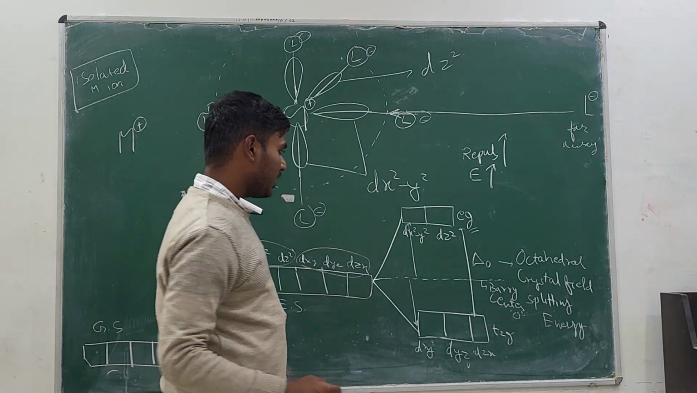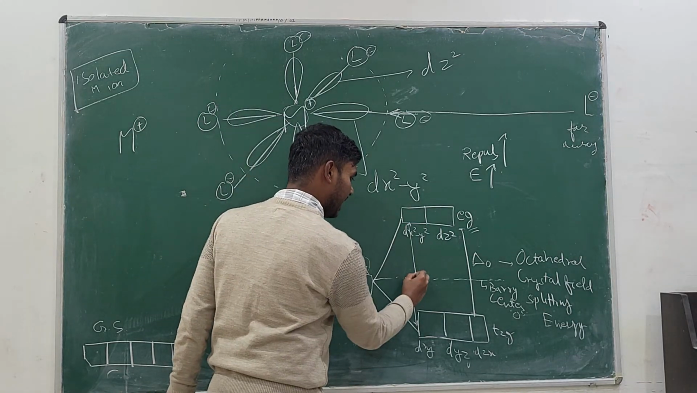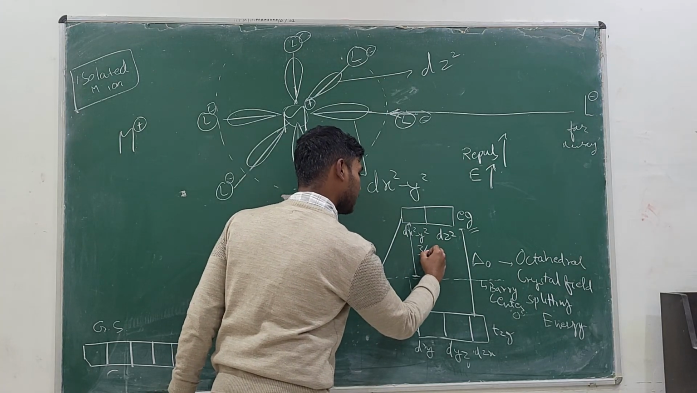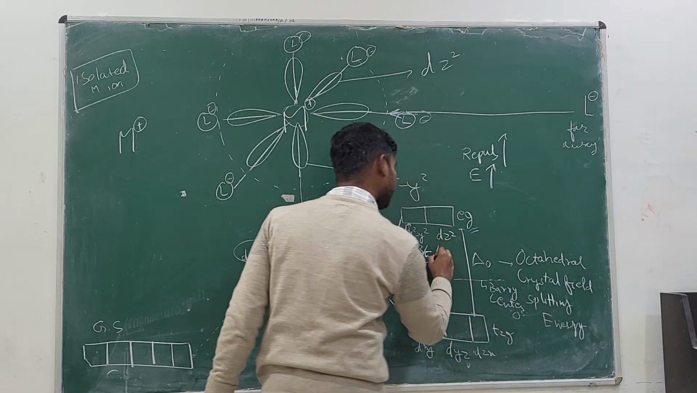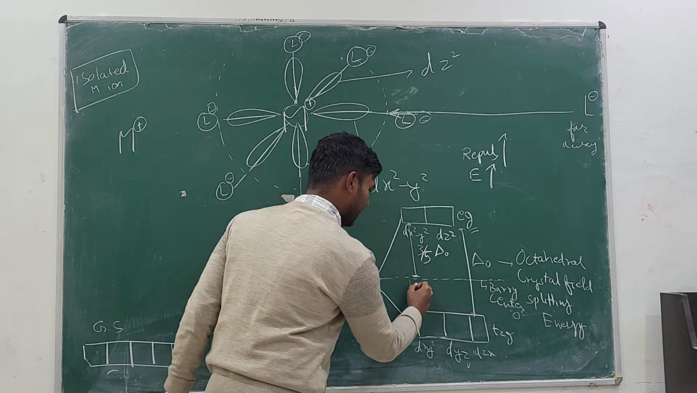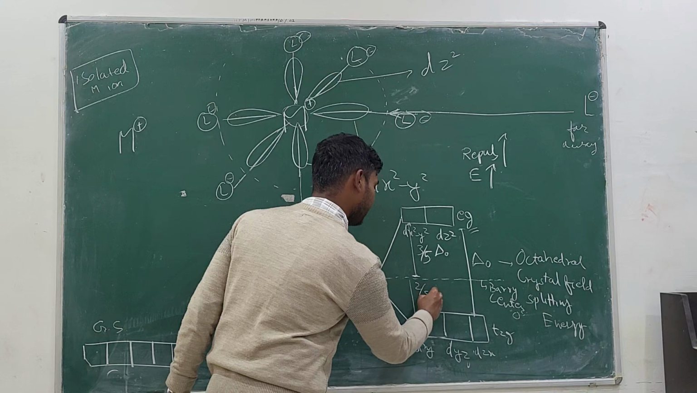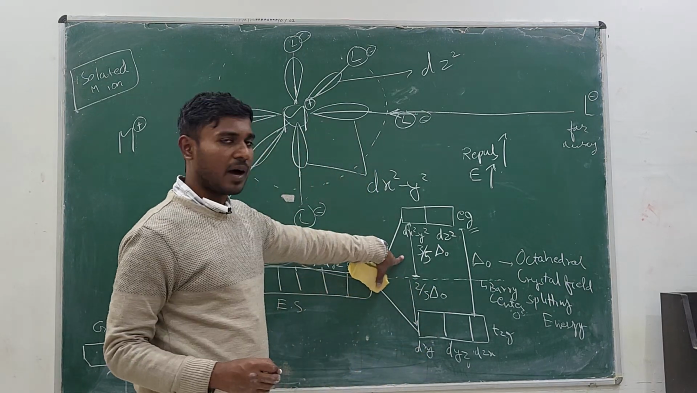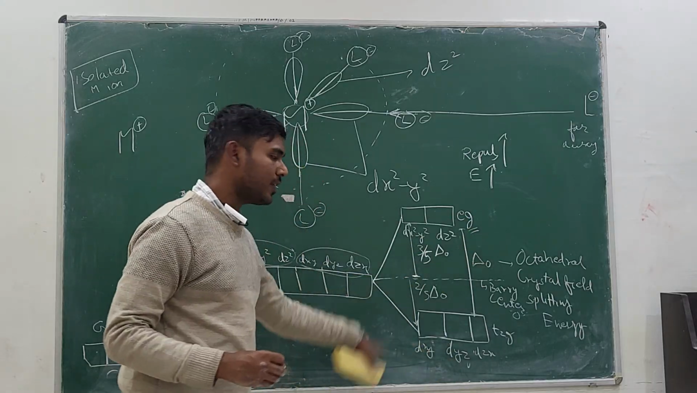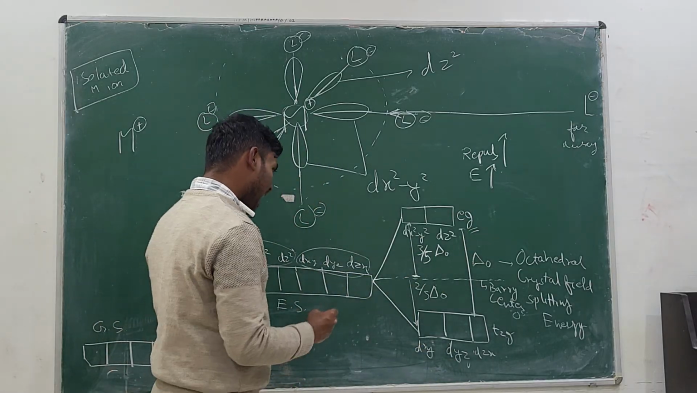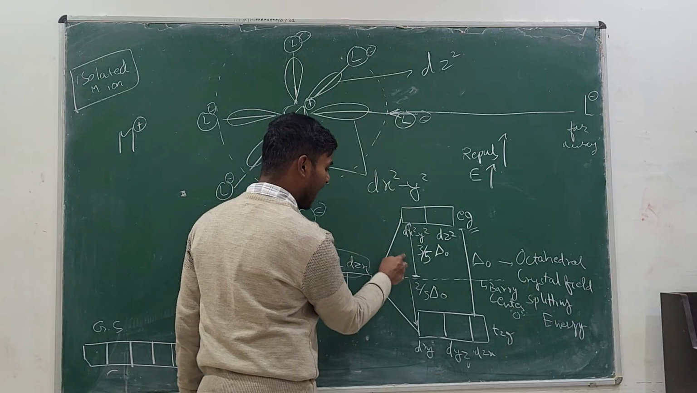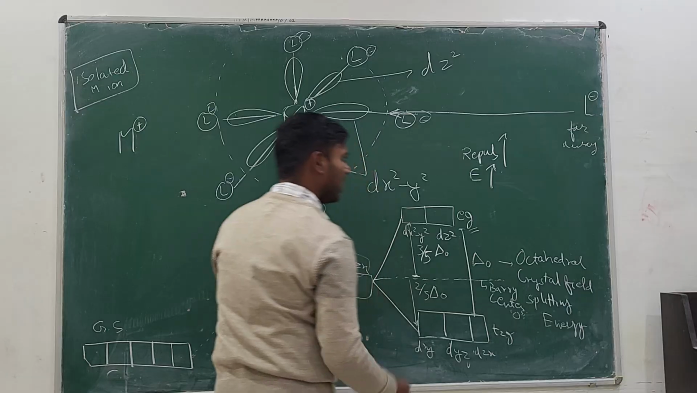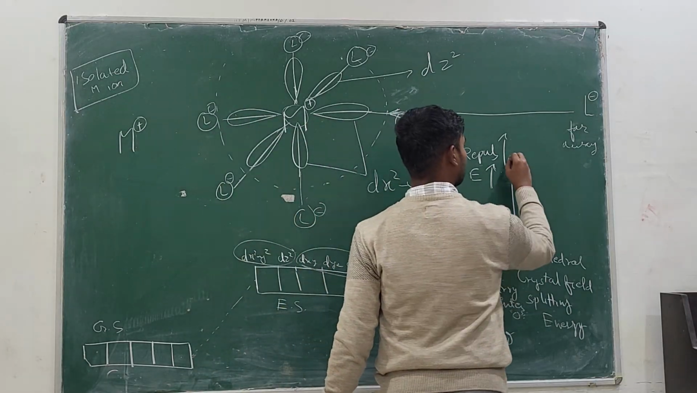Before coming to that, the energy from these to these is 3 by 5 delta naught, and this energy is 2 by 5 delta naught. This is the 3/5 part of our delta naught, and this is the 2/5 part of our complete delta naught. When you take the weighted average of these two, it will come to 0. Let me show this to you.